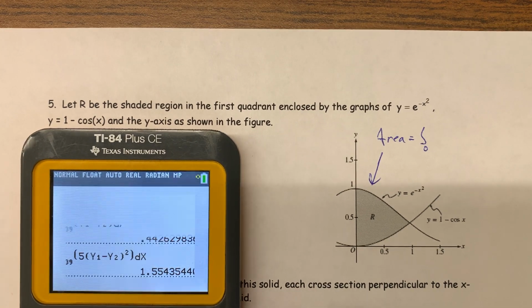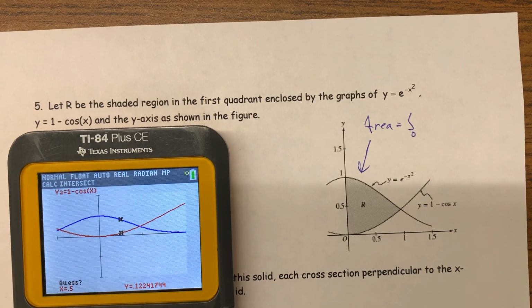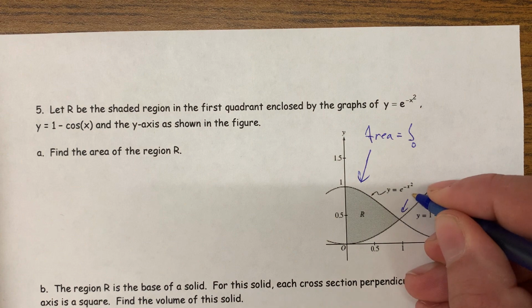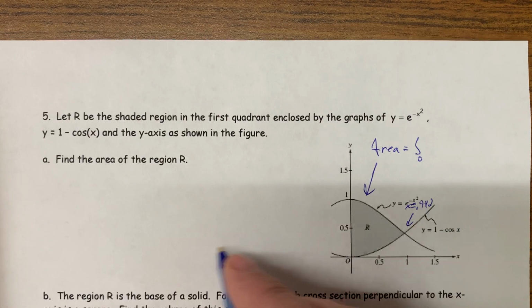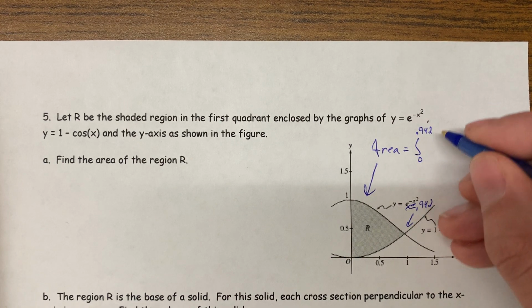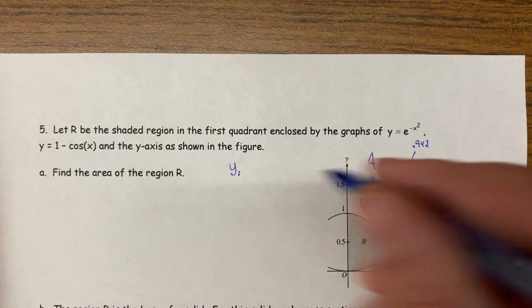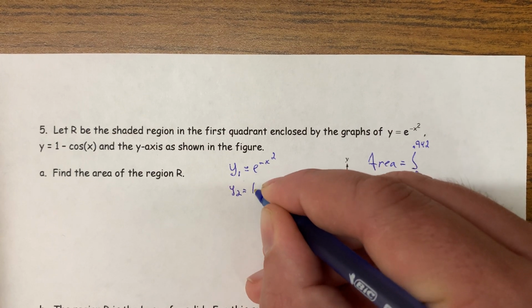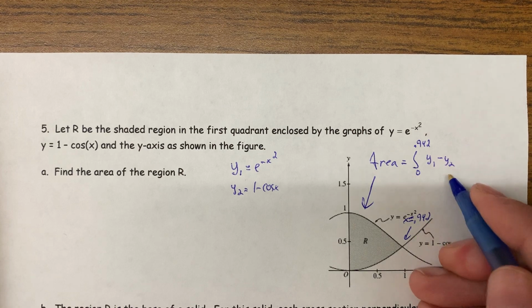So we're going to do the intersection, enter. That intersection is 0.942. I remember doing that. That's the intersection point. So this is going to be the integral from 0 to 0.942, where y1 is e to the negative x squared, that's my top one, and y2 is 1 minus cosine of x. So it's the area of y1 minus y2.